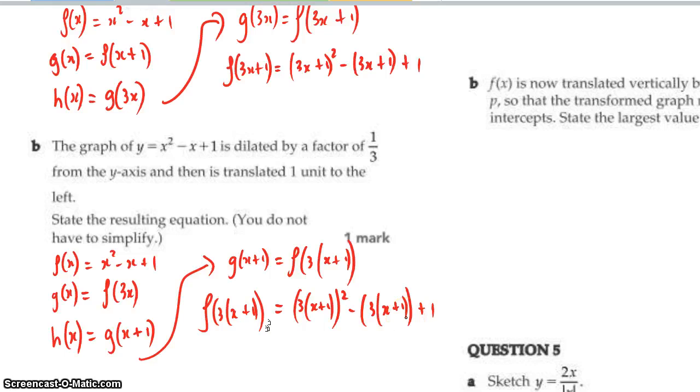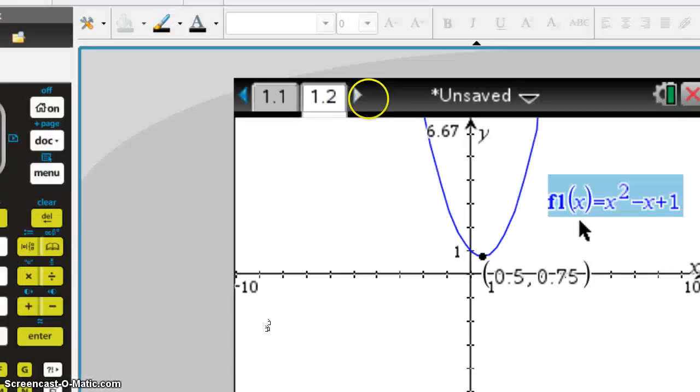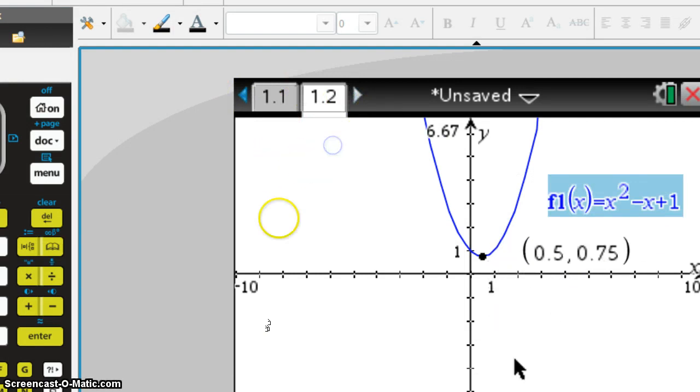Okay. Now what I'm going to do is show you how this has an impact on the CAS calculator. Actually, what happens to it when we do the actual graph. So bear with me for a moment. Okay, here we go. Here's our graph: x squared minus x plus 1. And the most notable thing that I'm going to look at is the minimum point here, 0.5 and 0.75.